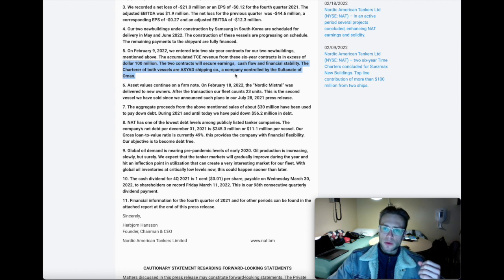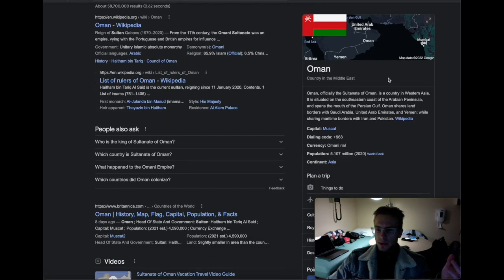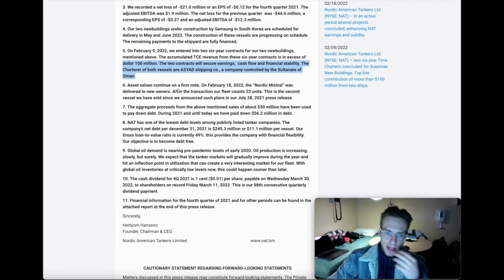A company controlled by the Sultanate of Oman. I actually wasn't sure where that is, so I looked it up, and it's a country in the Middle East right here, bordering Yemen and UAE and Saudi Arabia. So that's where it is. I was just curious, so wanted to see that.